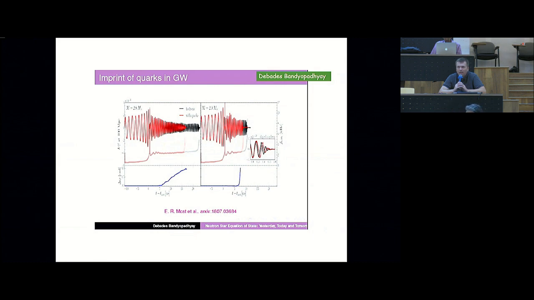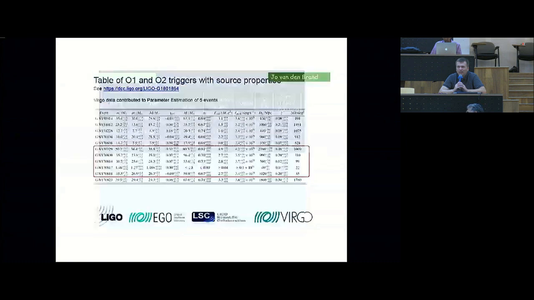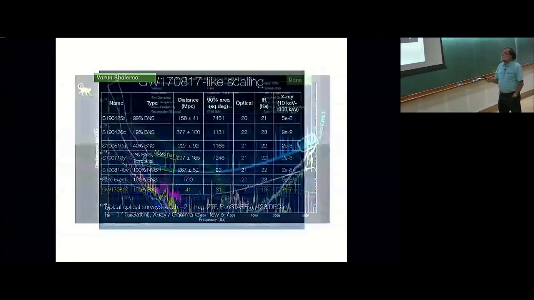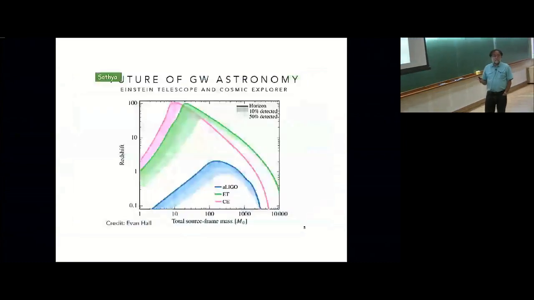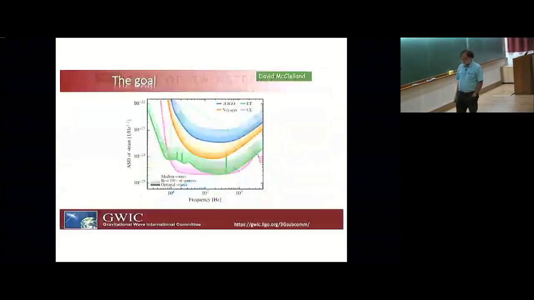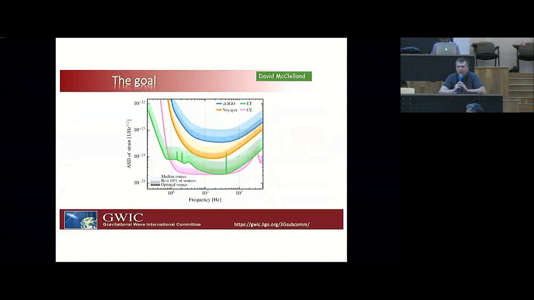So there are connections to short gamma-ray burst physics. If we know whether this thing collapsed or not, we could distinguish the magnetar scenario from the black hole plus disk scenario. So there are really too many science cases to enumerate here.